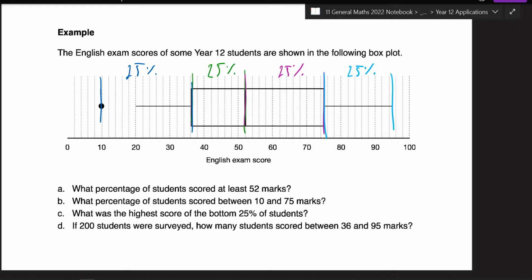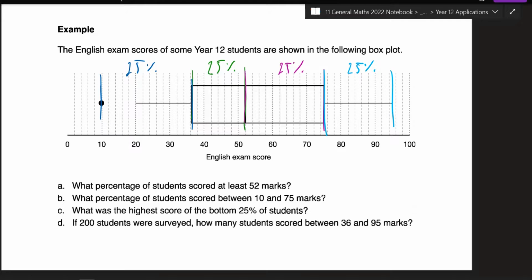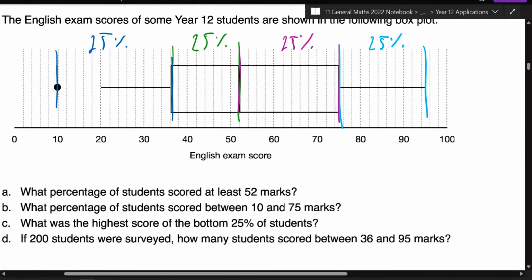Let's look at the first question. What percentage of students scored at least 52 marks? So minimum 52 marks. If you look at where 52 is here, Ryan, can you tell me where 52 is on my number line? Have a look. Where is it? Middle. Okay, so the median's there. If you look at the values, it goes up by 2, I believe. So 52 is right in the middle, at the median.